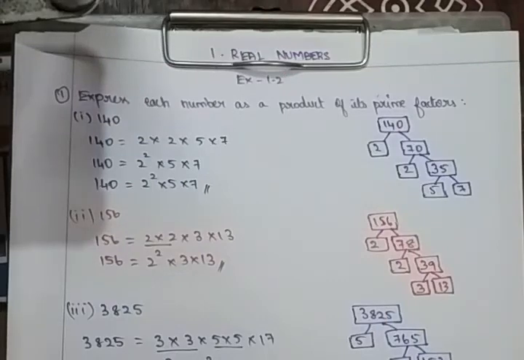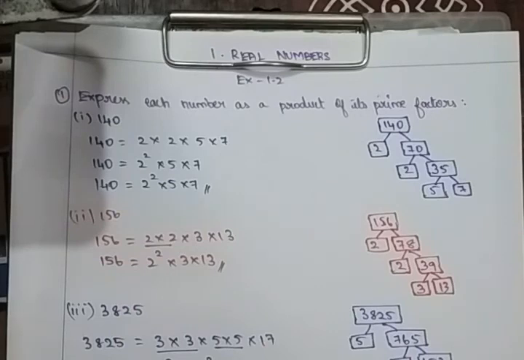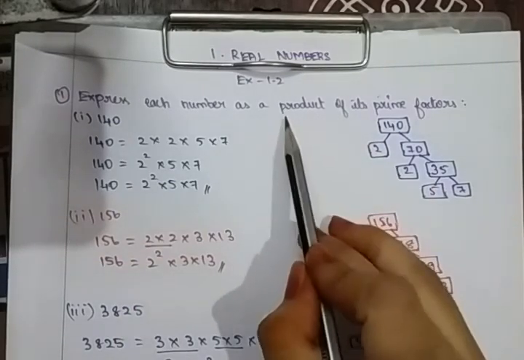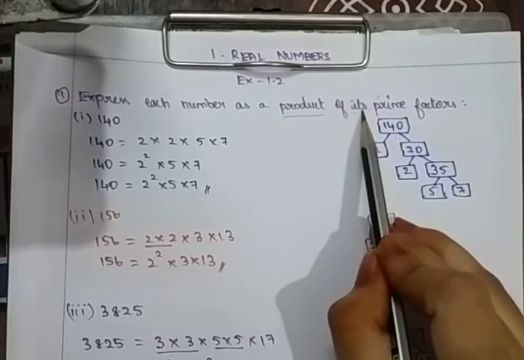So we can conclude that every composite number can be expressed as a product of prime factors, as a product of powers of primes.